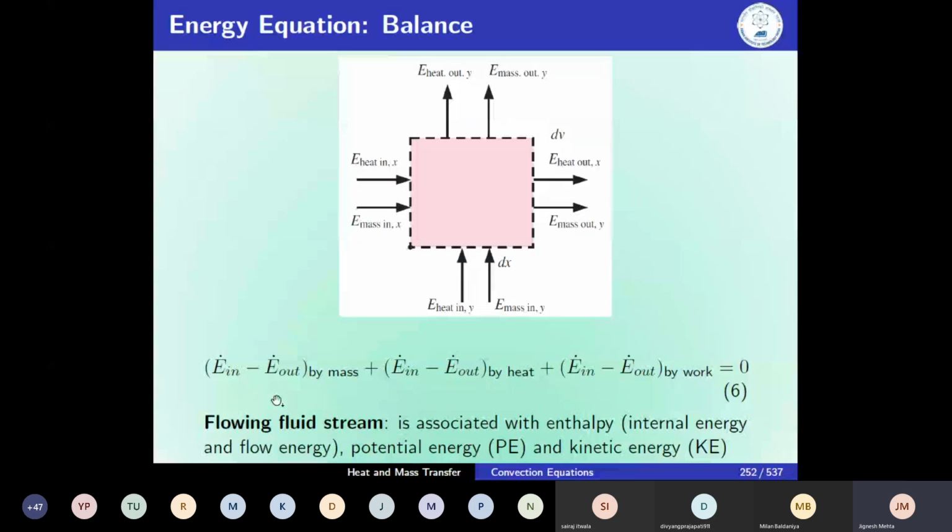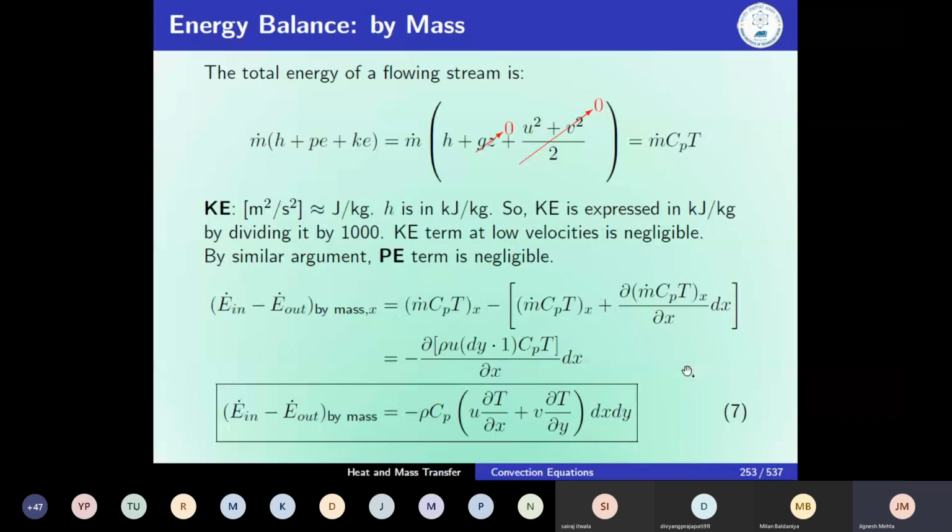And what you can say is the net rate of change of energy due to the mass entering and leaving, plus the net rate of change of heat entering and leaving at the boundary, right? And if there is some work existing, then the sum will be equal to 0. But in most cases when we are talking about heat and mass transfer, work is not existing, right? So that is equal to 0.